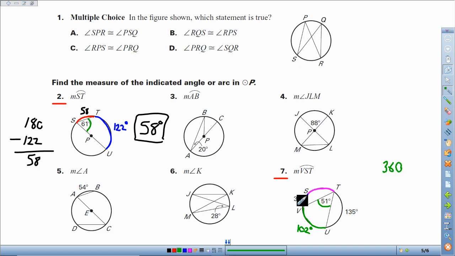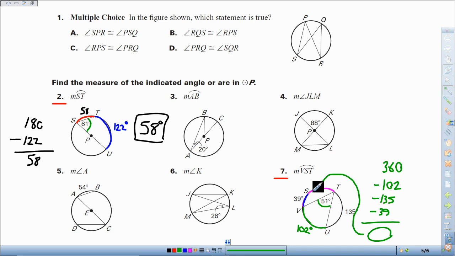And if I subtract these three measures for these arcs, I'm going to get this purple arc right here. I'm going to get arc ST. So subtracting 102, 135, 39, go ahead and subtract all those numbers with your calculator. I'll let you do that. When you do, that number is going to be the measure of arc ST.